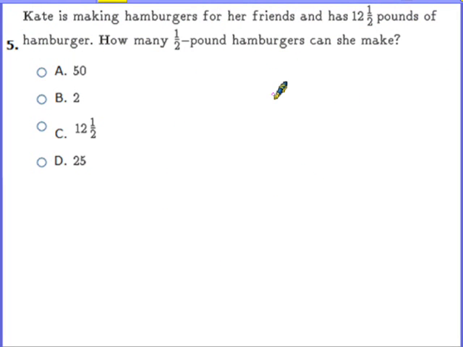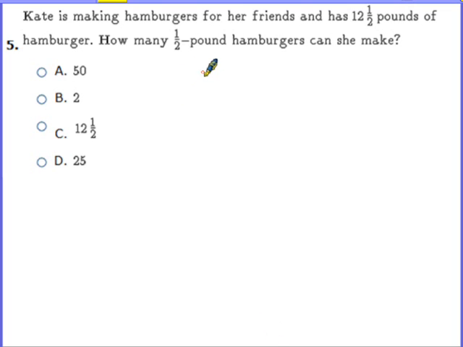Alright, here's number 5. Kate is making hamburgers for her friend and has 12.5 pounds of hamburger. How many half-pound hamburgers can she make? Alright. Now there's all kinds of different ways to solve this, just like any math problem. But what I usually try to do is show you a simple way of solving these things. Maybe like that you could draw a picture and solve it. And it's not because I'm really good at drawing pictures.